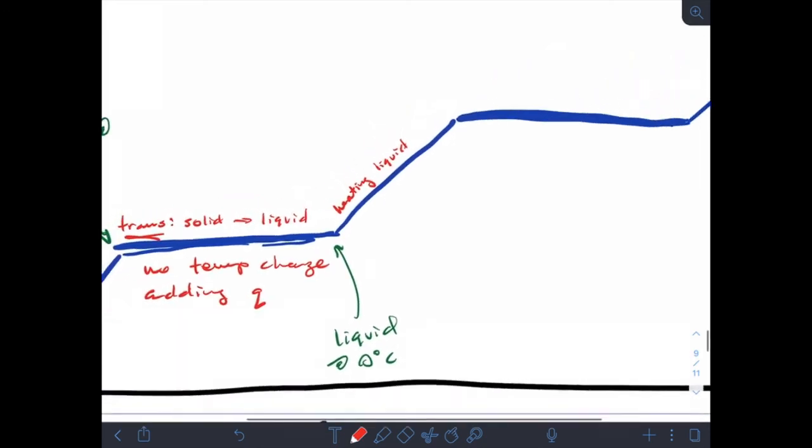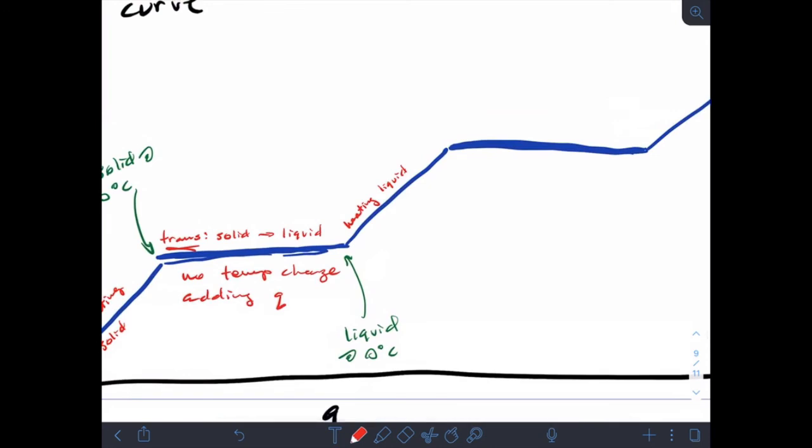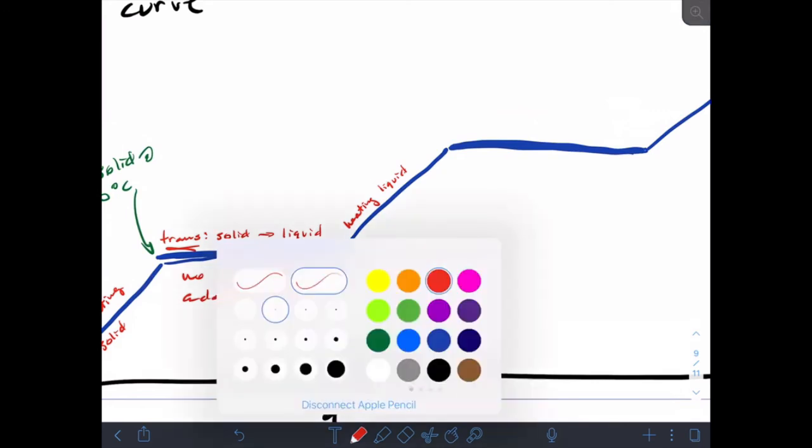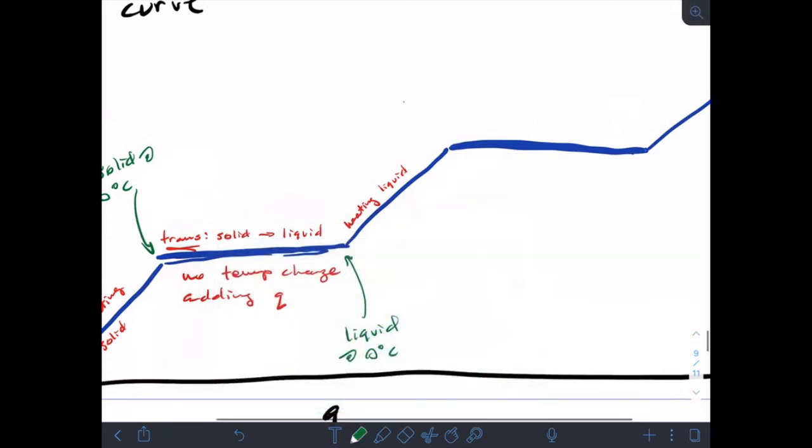Okay? Right, so at this bend here, at the end of the transition, I've got liquid at 0 degrees Celsius. If I want to boil that liquid, I need to heat it up and get it to 100 degrees Celsius. So at this point in the curve, I have a liquid at 100 degrees Celsius. Okay, so notice we do have a temperature change.